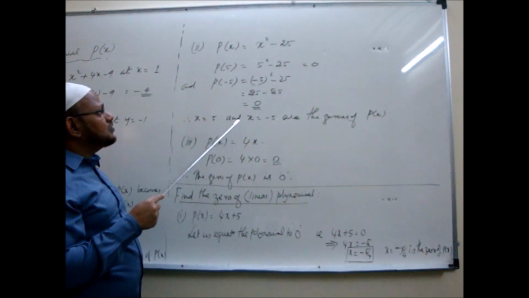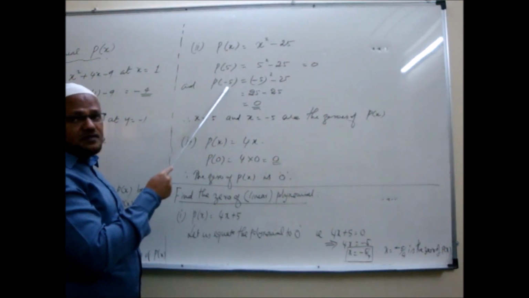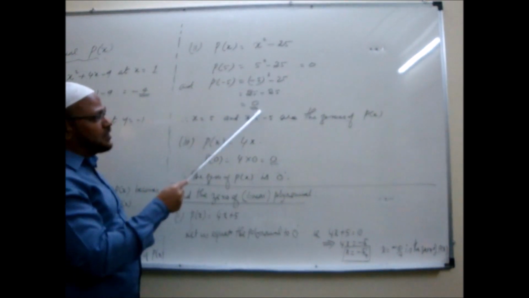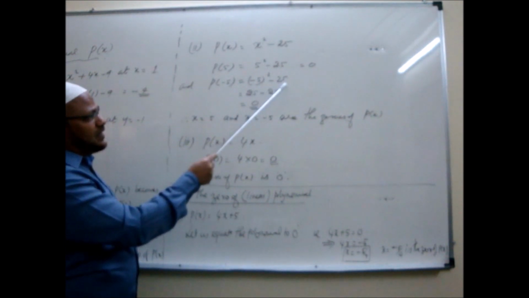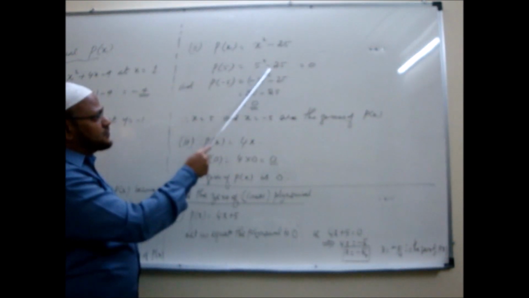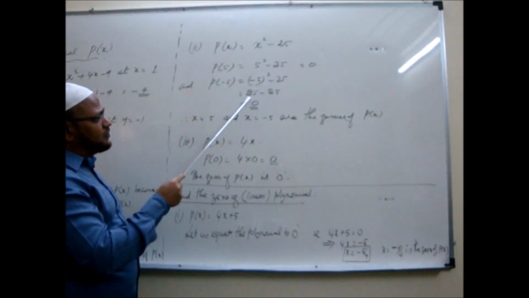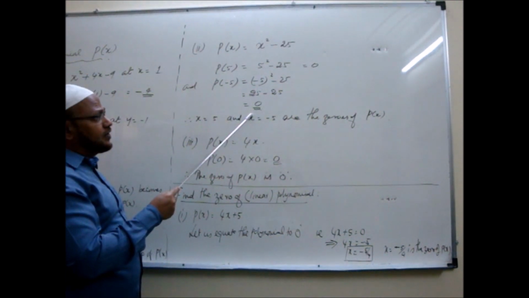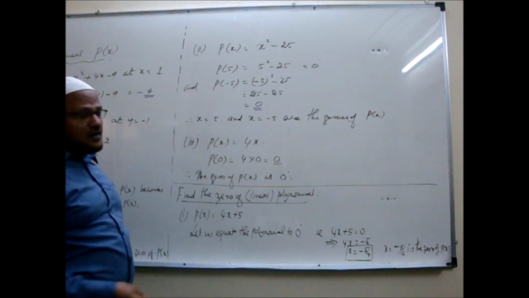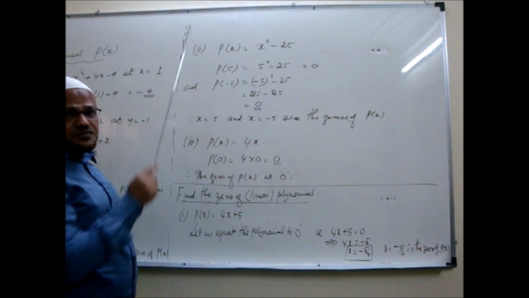Now I substitute x is equal to minus 5. Then also it is becoming 0. Because minus 5 the whole square minus 25. Minus 5 the whole square is 25. So 25 minus 25 becomes 0. Okay. So if I put minus 5 also, it becomes 0.